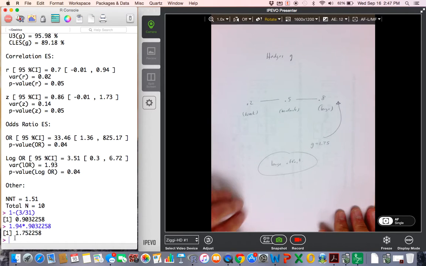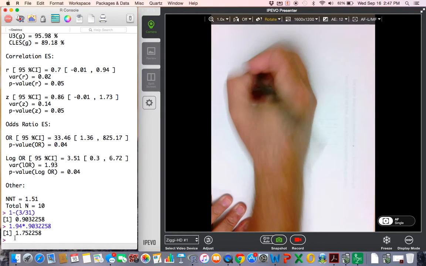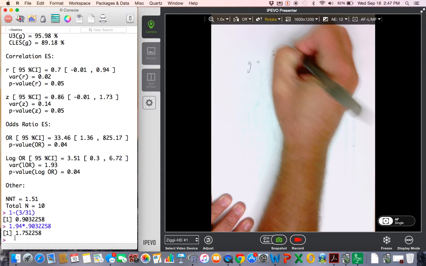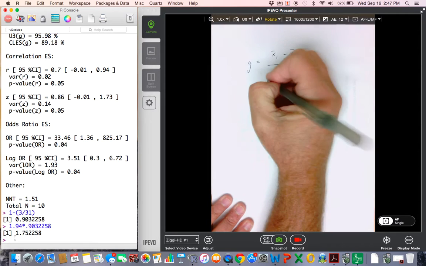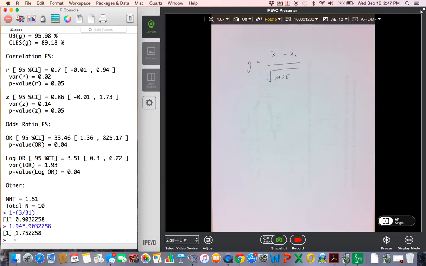Another way, I guess worth talking about, is that G can also be calculated by taking the mean difference, and if you have the mean square error, creating the standard error by taking the square root of the mean square error term. I don't know, any other interesting facts about effect sizes?